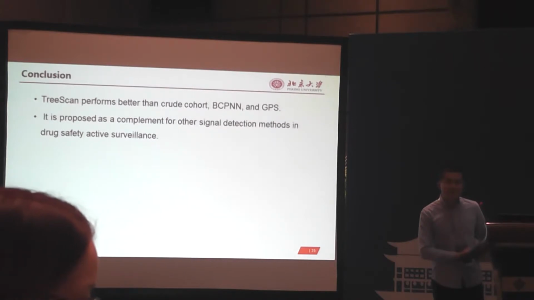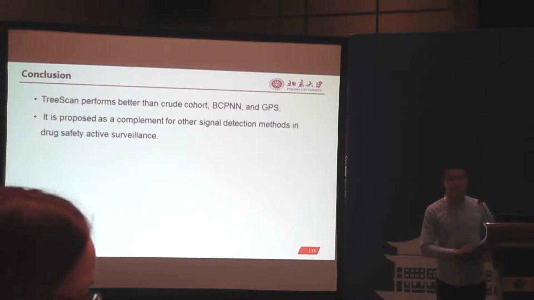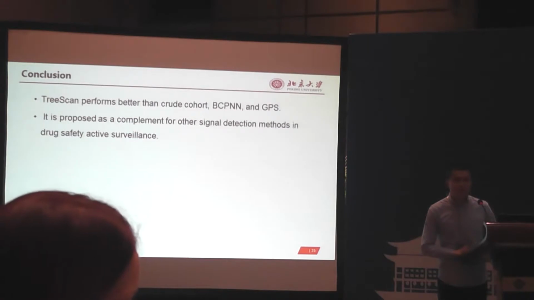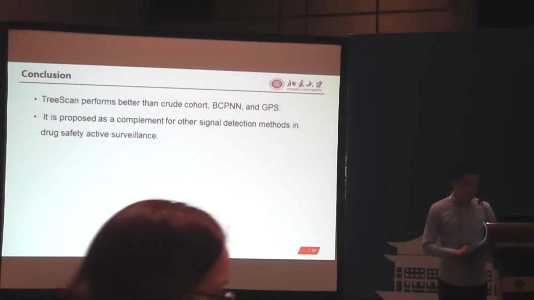And the second question: I think detecting a signal is very important, but finding a new signal which was not widely known might be very important for signal detection. Have you tried which methods find a new adverse event which was not previously known? Have you compared the new adverse events across the four or five methods you've tried?